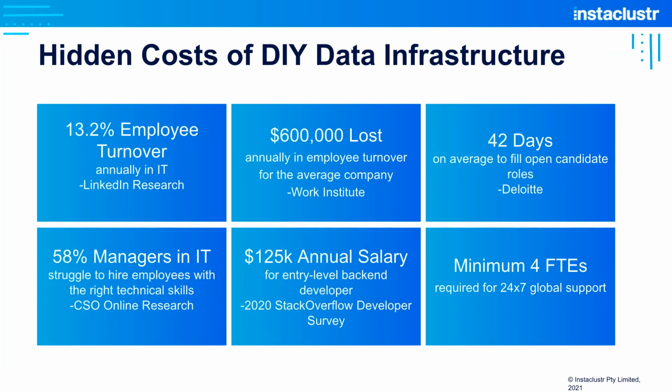Right, so here's some quick facts about hiring in the data infrastructure world. 13% annual employee turnover comes out to about 600,000 lost for the average company. Looking to hire these types of people, it could be a lot, obviously. 42 days to fill open candidate roles, not very helpful when you want your cluster up and running as soon as possible. And then 58% of IT managers struggle to hire the right people for the job, which I'm assuming could be even higher for Apache Kafka. 125K entry-level annual salary, so that's someone who might not have a lot of experience running these things. And then, like I said before, you need people online at all times, so minimum full-time employees around the world during all hours of the day. All right, I'll hand it over to Ritam then.